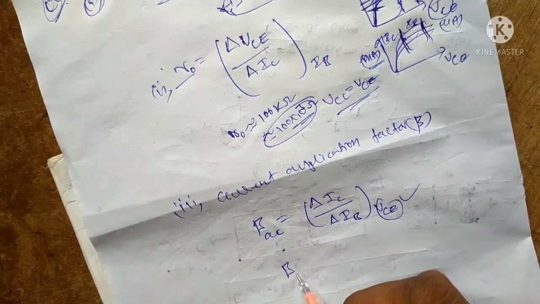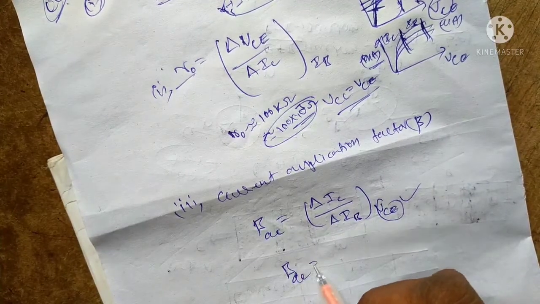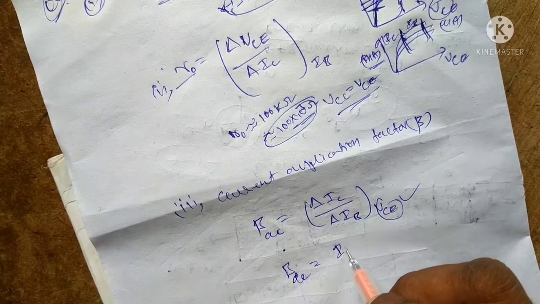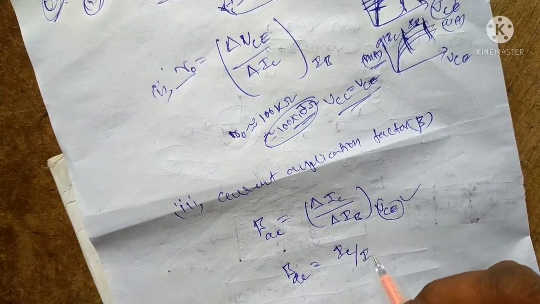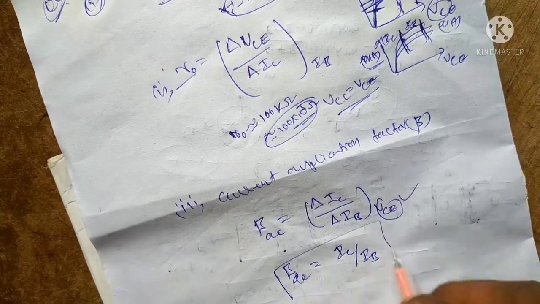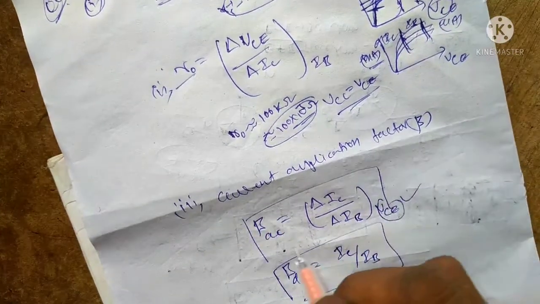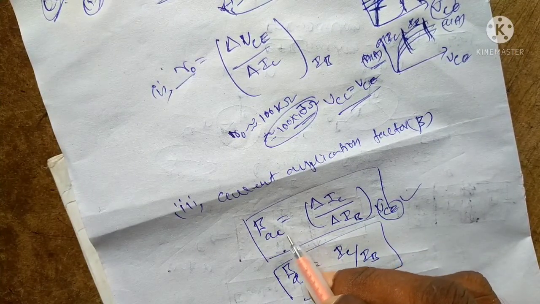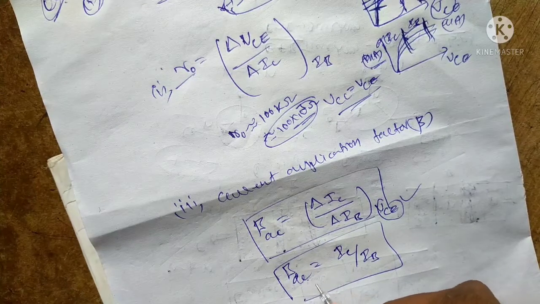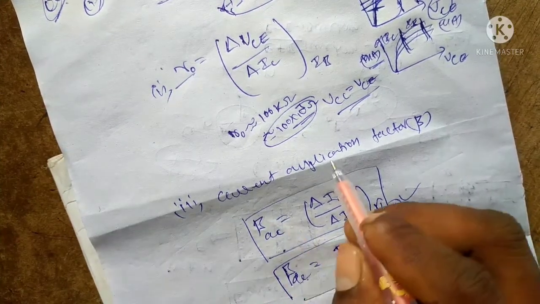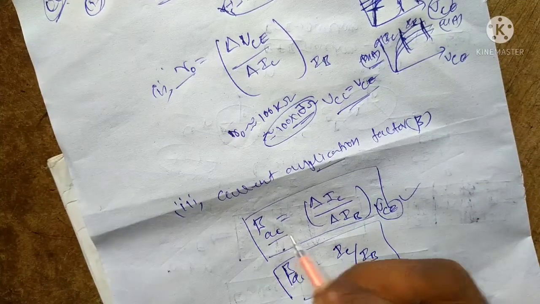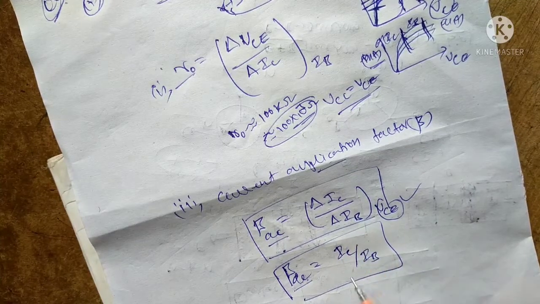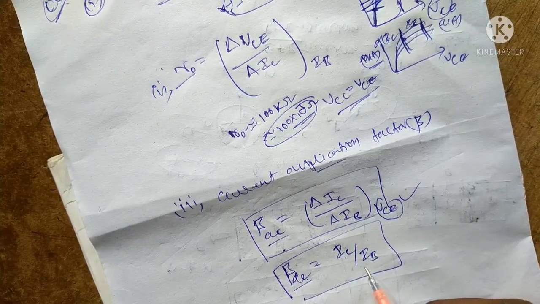And also, in the case of DC, it is for DC circuits, and the other is for AC circuits. For DC current, it is the collector current by the base current. This is for AC current applying, and this is for DC current applying. That is, beta is the current amplification factor for AC current, the change in collector current by the change in base current. This is for DC current, the collector current by the base current.